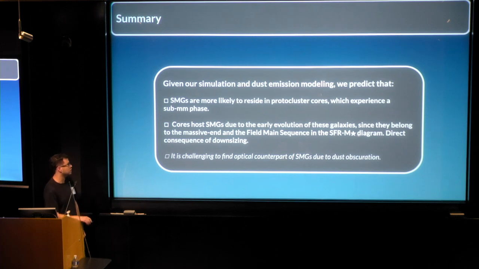So this is a direct consequence of downsizing: massive galaxies form the bulk of their stellar mass earlier compared with other galaxies. And also, something I didn't show here is that it's challenging to find an optical counterpart of SMGs due to this obscuration. And that's it. Thank you.